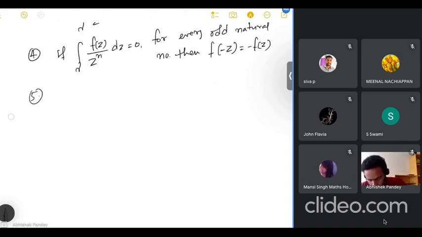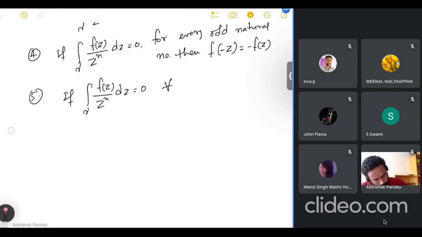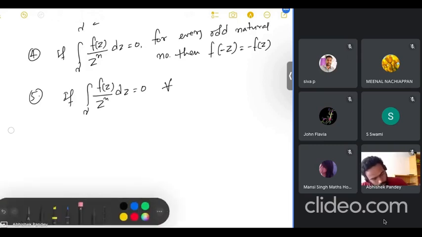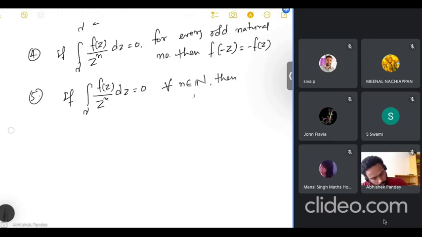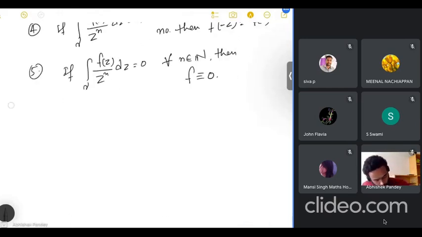The fifth one is, if the integral over gamma of f of z upon z to the power n dz is 0 for every natural number n, then f is identically 0. So this is the question. Let us see the solution of this one.